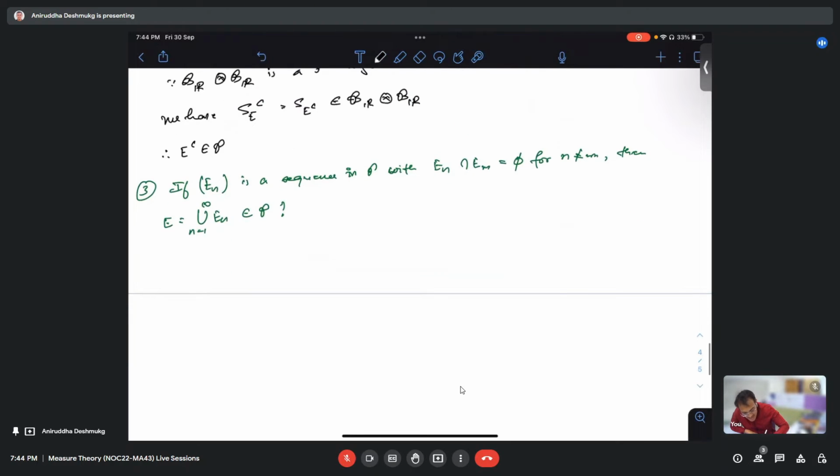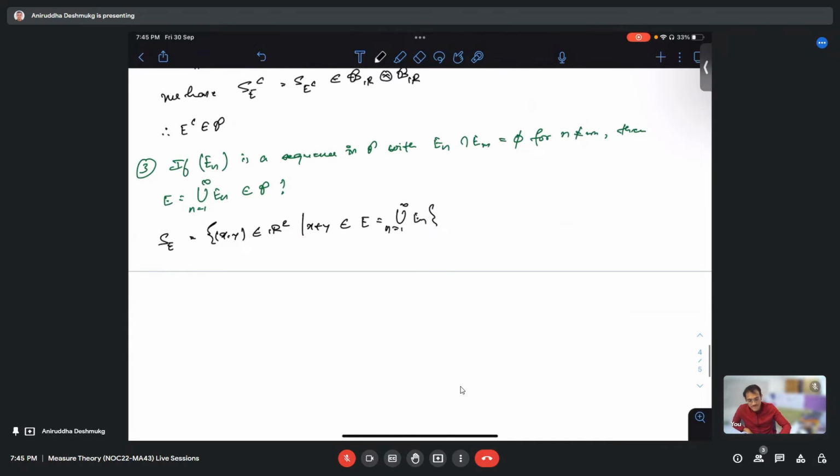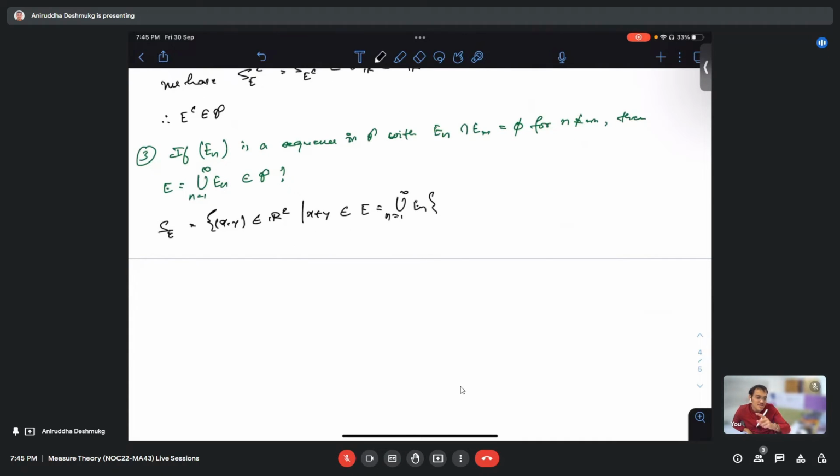Now let us look at SE. This is the collection of all xy again in R2 such that x plus y is inside this union of Ens. But what we mean by something being inside a union is that it is inside at least one of these sets. But each of these sets is inside P, so those S of Ens are inside BR cross BR, so the union of S of Ens is again inside BR cross BR. Did I say P? Oh, yeah, I meant to say S of Ens is inside BR cross BR. So let us write it.